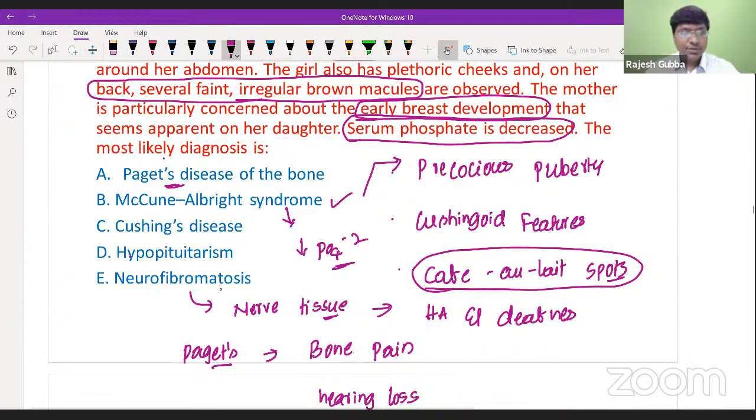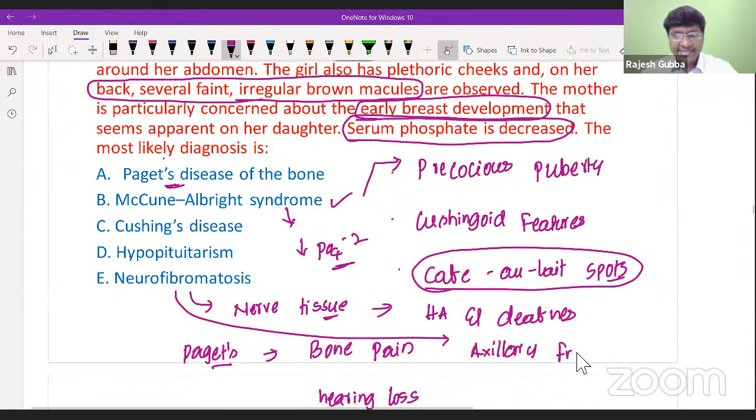In neurofibromatosis, another very important skin manifestation is the presence of axillary freckling. That is another point in favor of neurofibromatosis. Do we have features favoring neurofibromatosis here? No. So that is the reason why it is not neurofibromatosis. Okay, so this is about this particular clinical question.